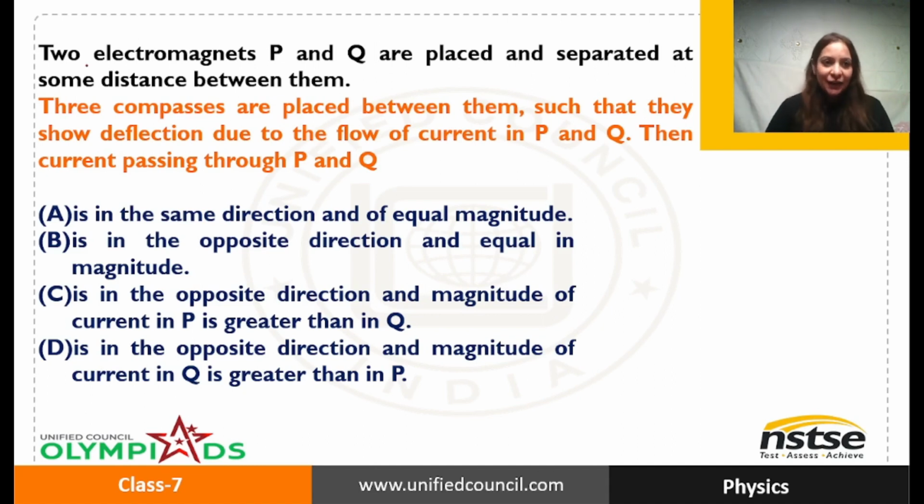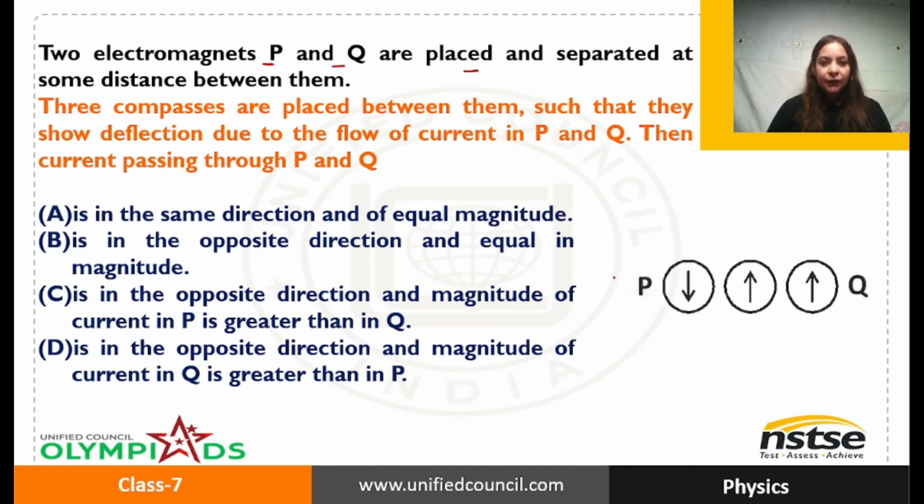Okay, so here the question says, two electromagnets P and Q are placed and separated at some distance between them. So here is the figure. You have two electromagnets P and Q and they are separated from each other by a certain distance. Three compasses are placed between them, such that they show deflection due to the flow of current in P and Q. Then the current passing through P and Q, and you have a few options.